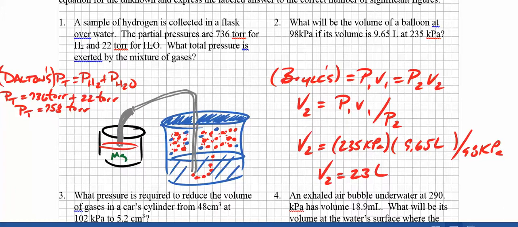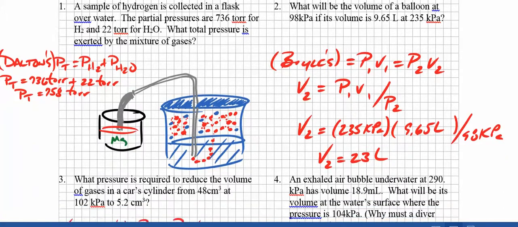So the question was, what's the total pressure in the container? That's this container here. What's the total pressure? It's equal to the sum of the vapor pressure of the water and the hydrogen itself. So that would be 758 torr for number 1. Let's look at number 2.